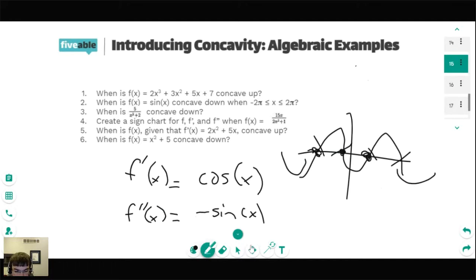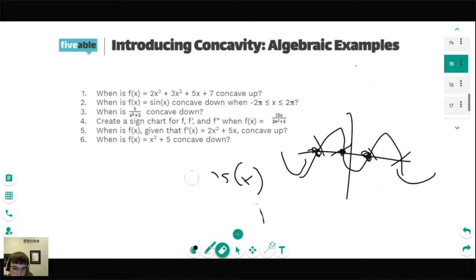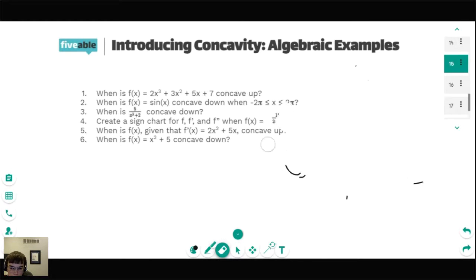All right, so let's move on. Just looking at time here, I'm actually going to skip a few problems to this number 5 here. This is an interesting problem. So when is f of x, given that f prime is equal to 2x squared plus 5x, concave up?